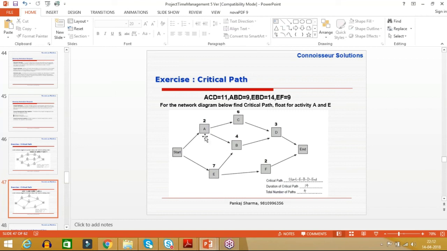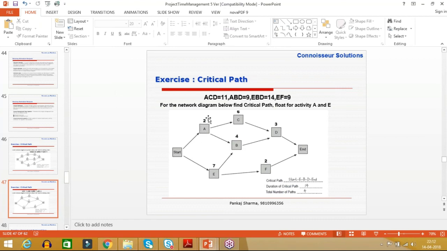Now, I think Preeti, you asked me how these 2 days, 6 days are determined. For this you have to estimate activity duration. We will talk about that. Estimations have to be done.